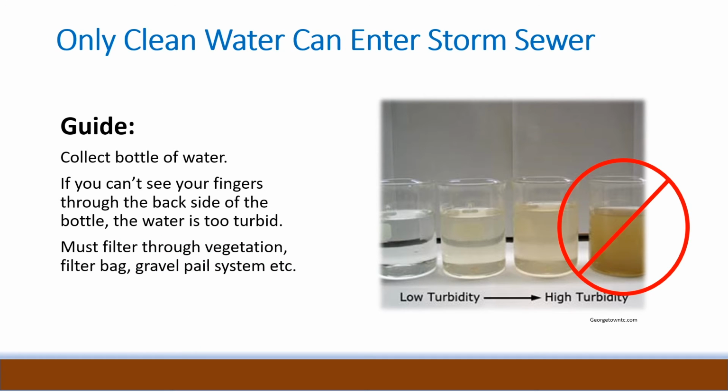A simple test to follow. Collect a bottle of water to be discharged. If you can't see your fingers through the back side of the bottle, the water is too turbid and needs to be filtered. Practices that can be used include filtering through vegetation, filter bags, or a gravel pail system.